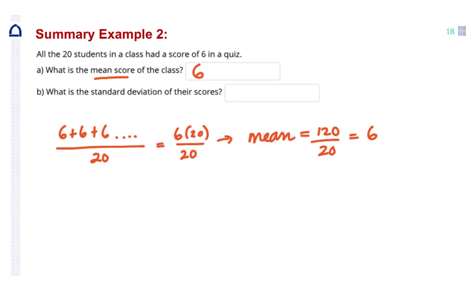So then it asks, what's the standard deviation of the data? Remember, the standard deviation is measuring the distance that each score is away from the mean. But since each score is exactly sitting on the mean, then each score is not any distance away from the mean, and so the standard deviation in this case would be 0. It's a very unusual case when the standard deviation is 0, and it only happens when all the scores or all the items in a data set are exactly the same.